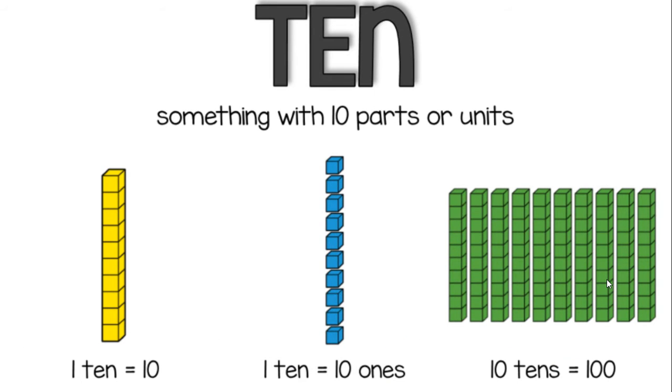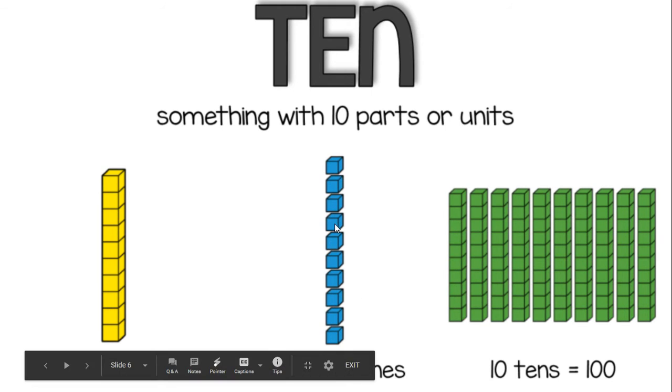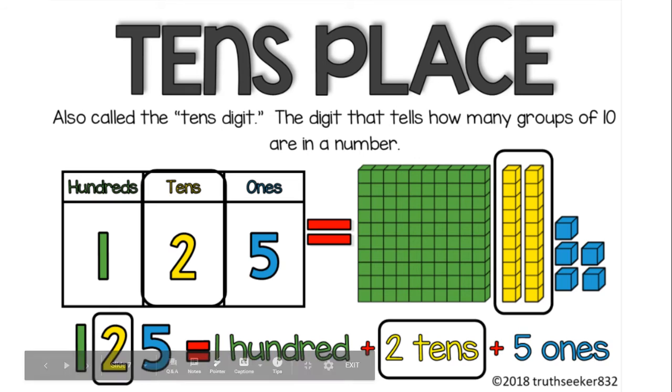10 is something with 10 parts or units. 1 ten equals 10, and 10 is the same as saying 10 ones. 10 tens is 100. The tens place is also called the tens digit, the digit that tells how many groups of 10 are in a number. If we look at the number 125, in the tens place, there is a 2. This tells us that there's 20 or 2 tens.